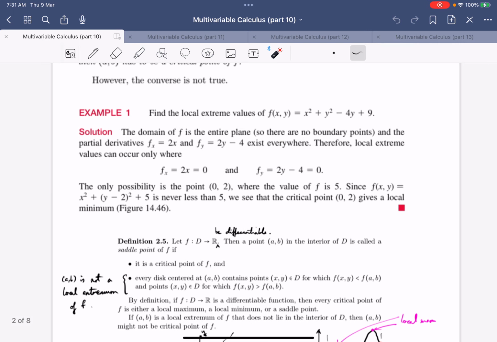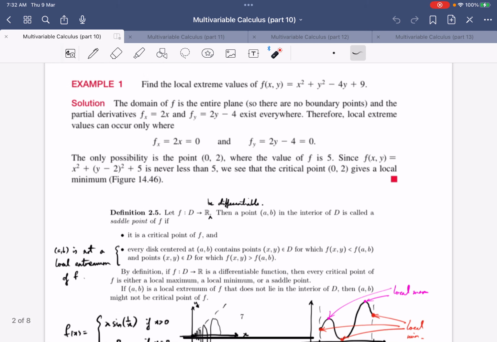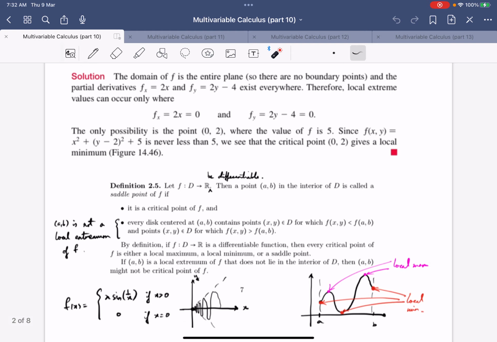And so you really only need to look at the points where f_x and f_y are both 0, and the only possibility is (0, 2). And now you just need to check that (0, 2) is indeed the local extreme value. And you can do this by some argument where you manipulate the expression, or we'll later see when we can use the second derivative test to help us.